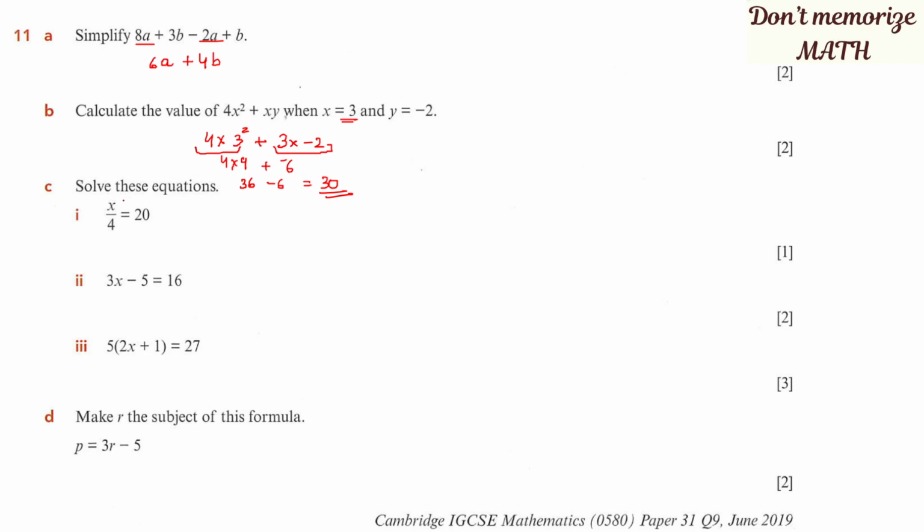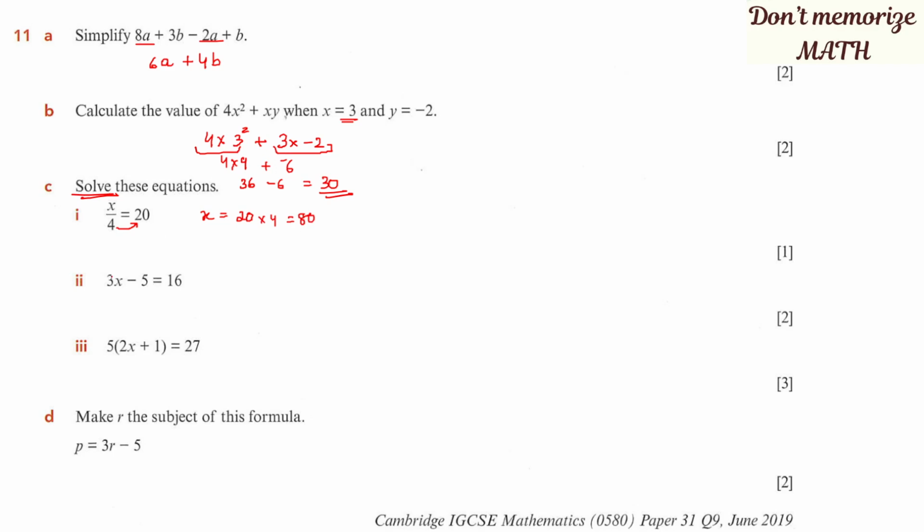Okay. Then solve the equation. Solve means find the value of the letter. Whatever letter you have in the given question, you have to find the value of that letter. That is meant by solve. So here we are solving x over 4 equal to 20. We'll move divided by 4 to the right side. So division will become multiplication. So x is equal to 20 times 4, that is 80.